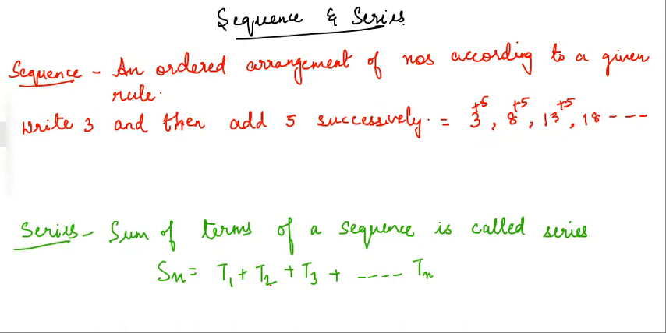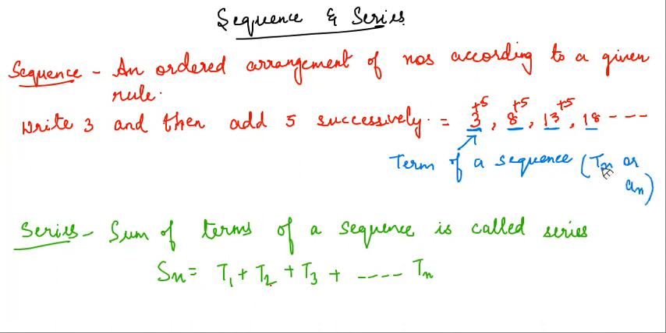So now here, each number is known as a term of a sequence. Here I can see 3 is a term, 8 is a term, 13 is a term, and so on. Since 3 is the first number, this is my first term, second term, third term, fourth term, and so on. And terms are denoted by T_n or a_n. n is the nth term or the general term.